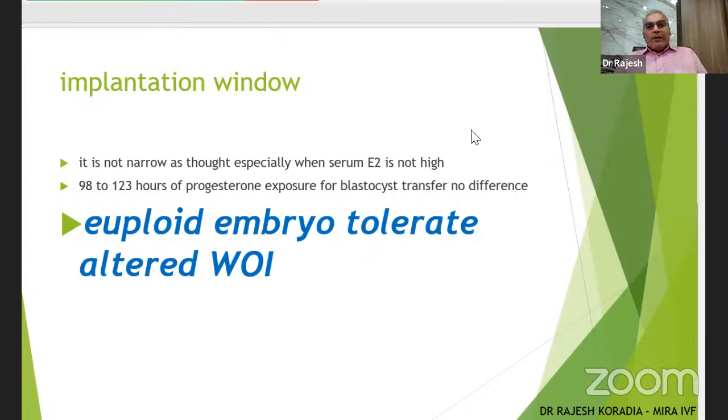With 98 to 123 hours of progesterone exposure for blastocyst transfer, there is no difference. So the euploid embryo tolerates an altered window of implantation, which is very, very important to note and understand. I keep telling that the embryo adjusts to the flows of the endometrium and the endometrium accepts certain flows of the embryo.